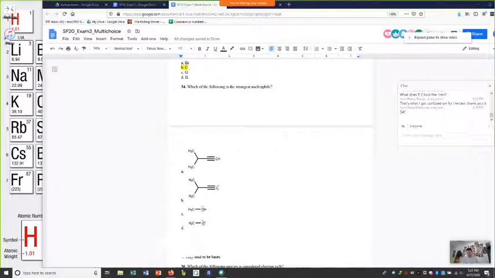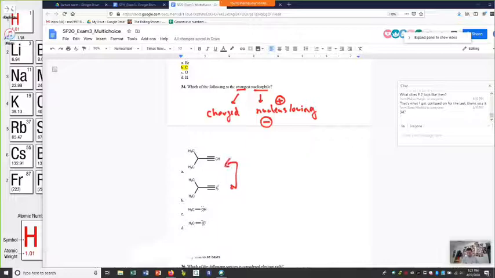So, strongest nucleophile at 4728. So strong, we're looking for negative. Nucleophile is nucleus loving. Okay, a nucleus is positive, so if we're positive loving, we're looking for a negative. Strong doesn't necessarily mean negative, strong means charged. That's really what I should be referencing there. So if we're looking for a strong nucleophile, we're looking for something that is negative.